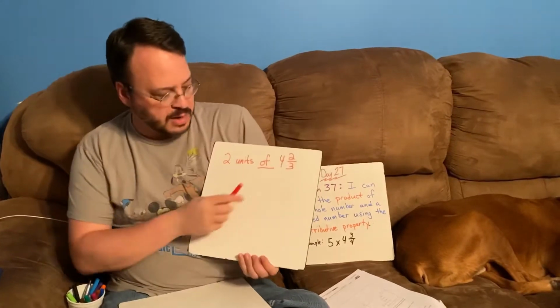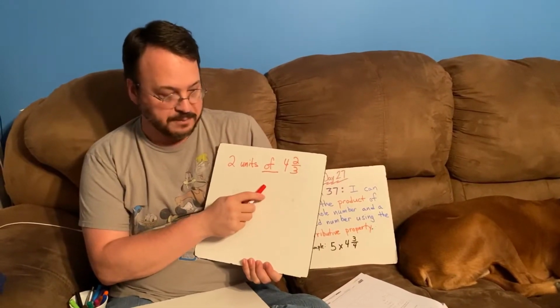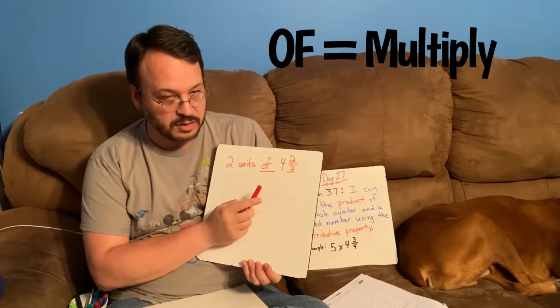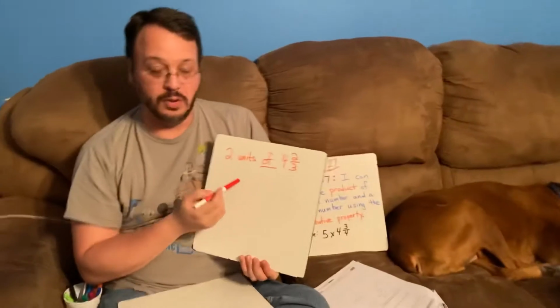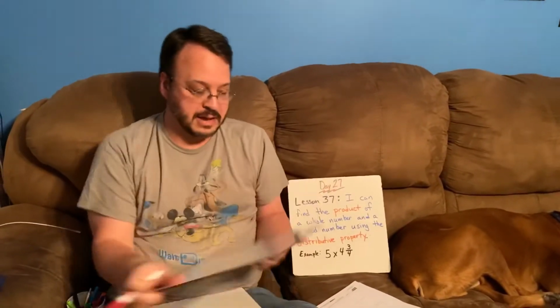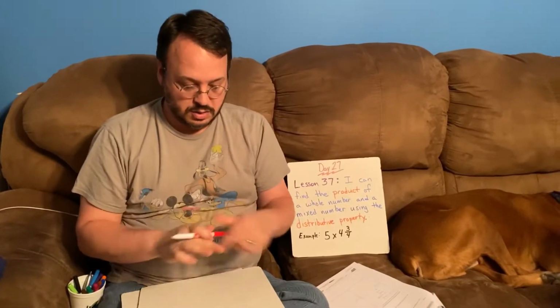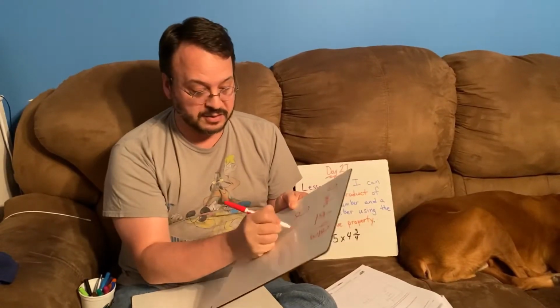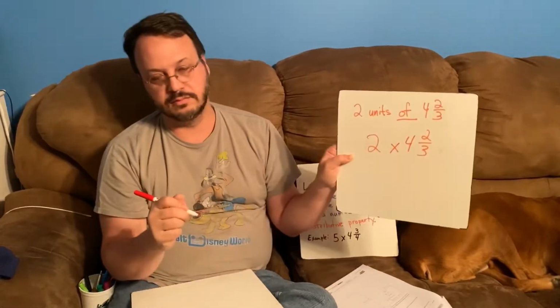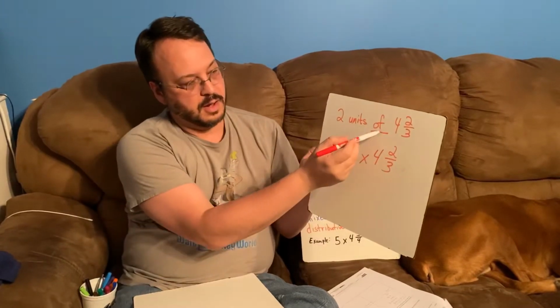I'm getting ready to give you some information that will last you all through math forever. When you see the word of, you think multiply. Of equals multiply. So what I'm really doing is I'm multiplying 2, of is multiply, so times 4 2/3. Of is multiply.